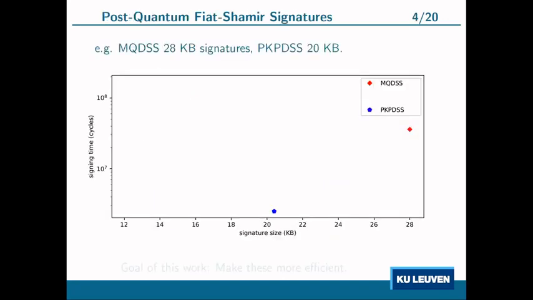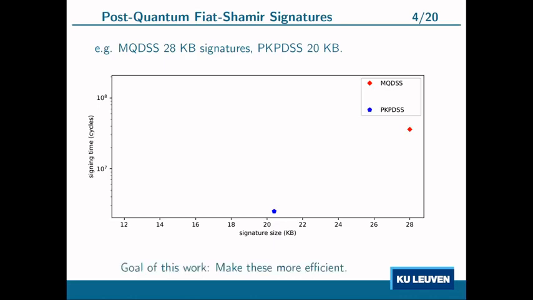In this graph, we show two signature schemes that are derived from the Fiat Shamir transform. In red, we have MQ-DSS, which is based on the MQ problem, and which is one of the round 2 candidates from the NIST post-quantum competition. In blue, we have PKP-DSS, which is based on the permuted kernel problem, and which is a finalist from a Chinese post-quantum competition. For both these signature schemes, the signature size is relatively large. For example, at the NIST level 1 security level, the MQ-DSS signature scheme has a signature size of 28 kilobytes, and PKP-DSS has a signature size of 20.